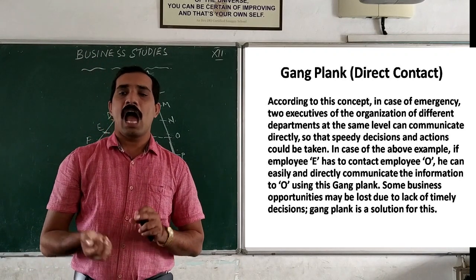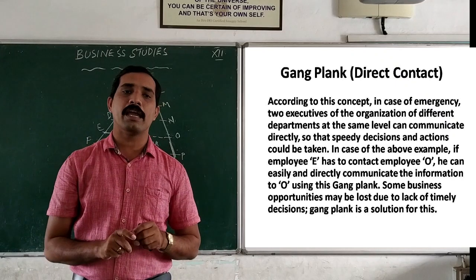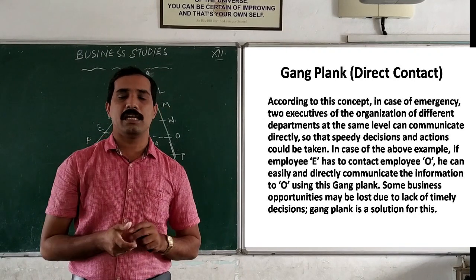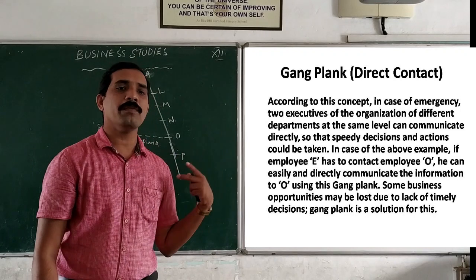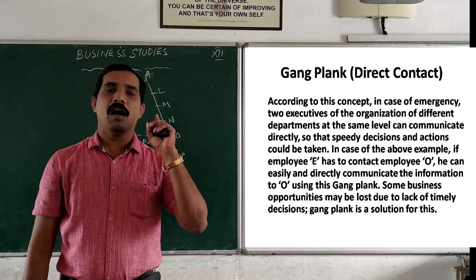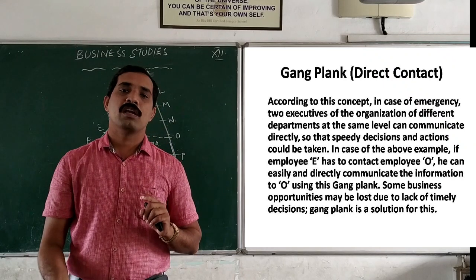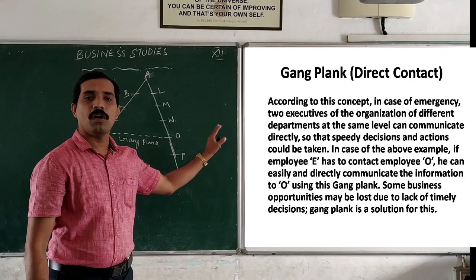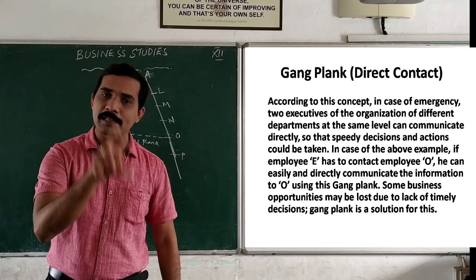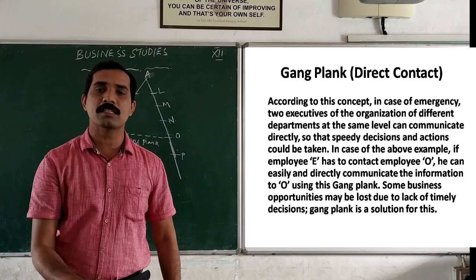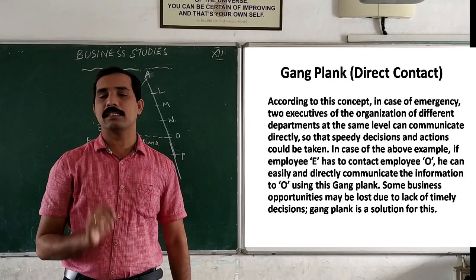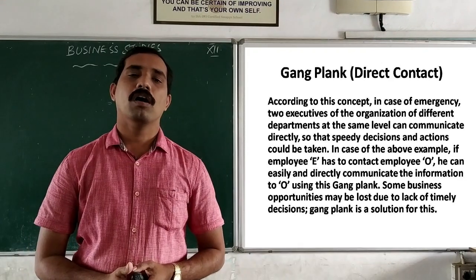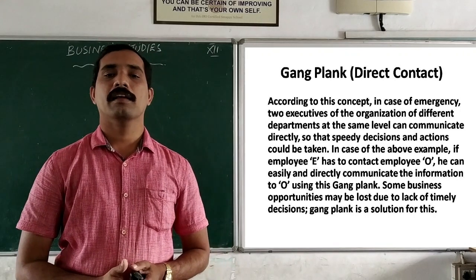different departments at the same level can communicate directly so that speedy decision and action could be taken. So in case of this example, if employee E has to contact employee O, he can easily and directly communicate the information to O using the gang plank. Some business opportunity may be lost due to lack of timely decision. So the gang plank is a solution for this. I hope all are clear what is scalar chain and gang plank.